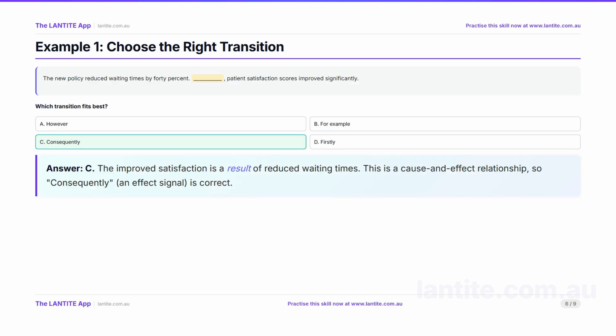Let us practice. The new policy reduced waiting times by 40%. Blank. Patient satisfaction scores improved significantly. What is the relationship between these two ideas? The improved satisfaction happened because of the reduced waiting times. That is cause and effect, so we need an effect transition. However, signals contrast, which is wrong. For example, signals illustration, which does not fit. Firstly, signals sequence, but these are not steps. Consequently, signals that what follows is a result of what came before. That is exactly right.